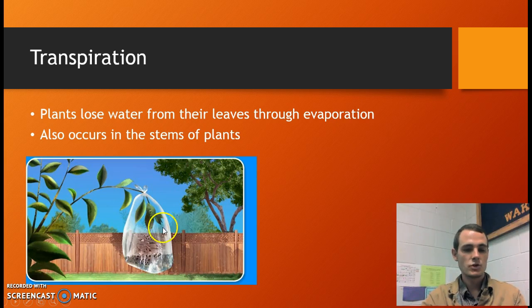This also occurs in the stems of plants. And as you can see in this image right here, if we were to tie a bag around a plant, you will see water collection in that bag because the sun is drawing water out of the leaves of that plant.